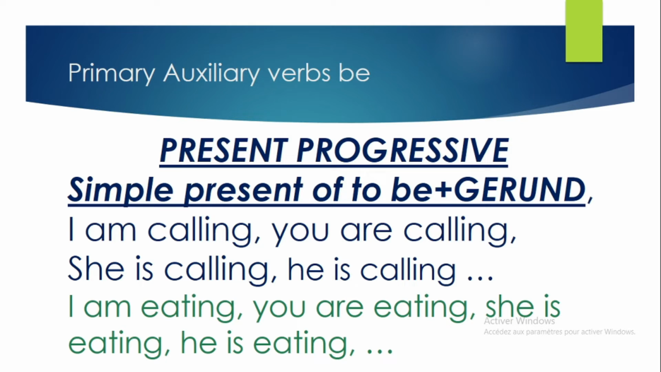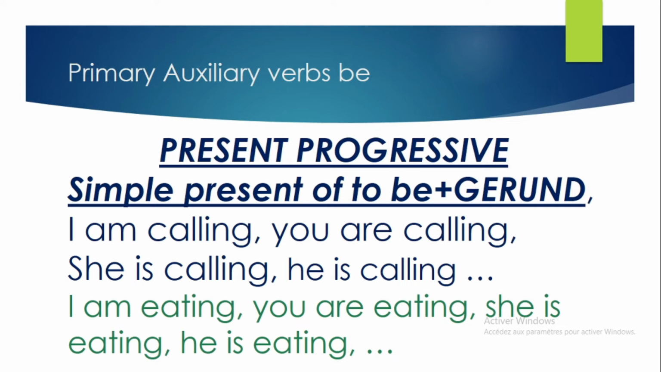Present progressive. So we're going to take a look at the present progressive. The present progressive is a combination of the simple present of the verb to be plus the gerund of any verb. It depends on what I'm saying. Okay? It's a combination. I repeat, the present progressive of a verb is a combination of the simple present of the verb to be plus the gerund of the main verb. Okay? Any verb.